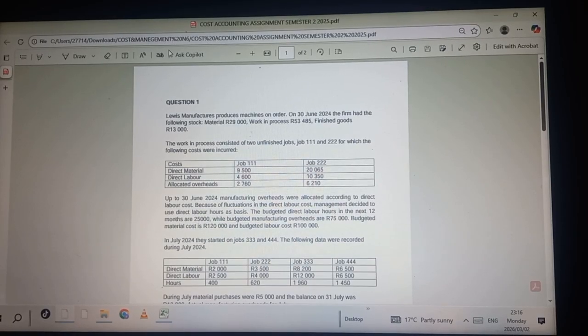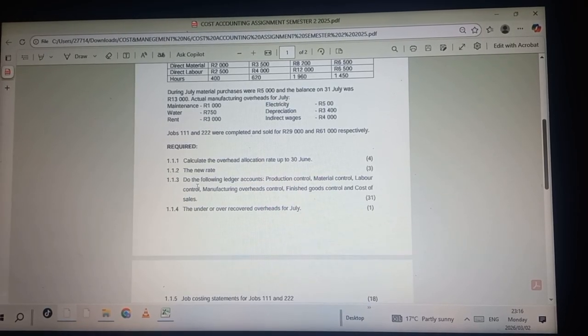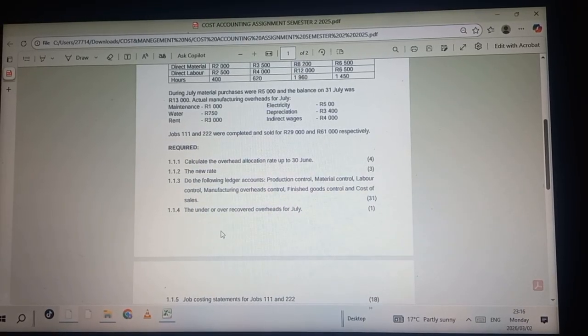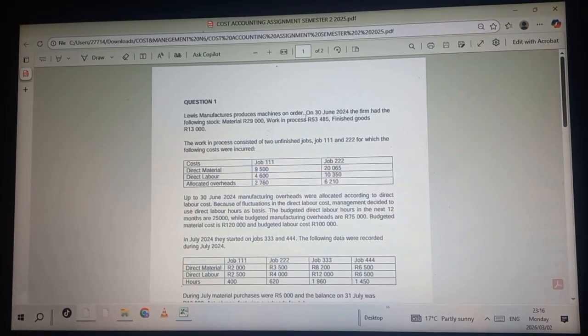I will be solving one of the cost accounting assignments for N6 under job costing. We will calculate and then we'll do the ledger accounts. Question 1 says, Louis manufactures machines on order.